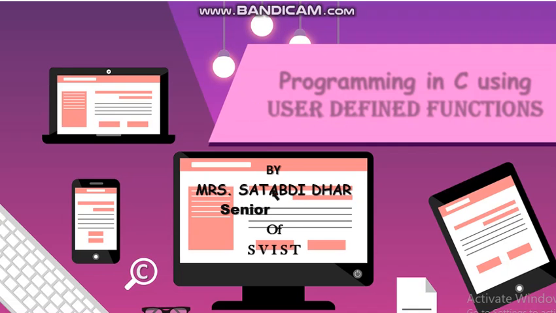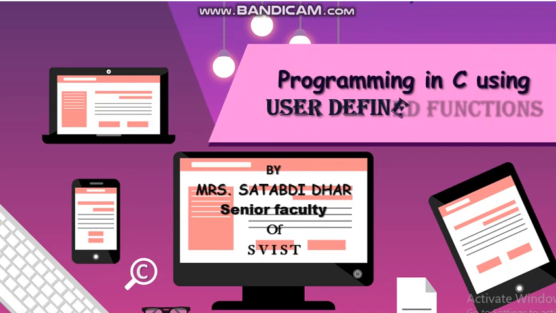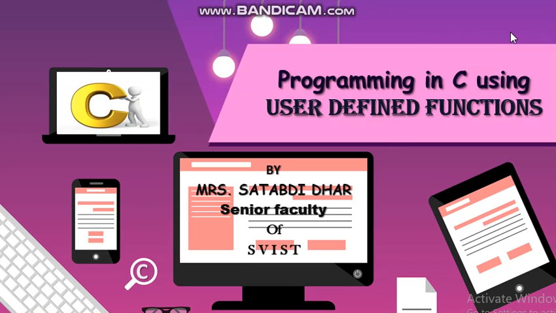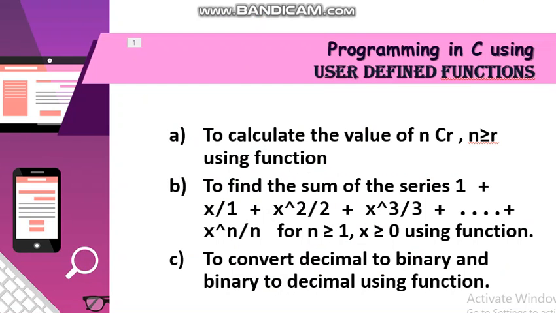Today in this video, I am going to discuss some programs in C using user-defined functions. We will discuss three programs, like to calculate the value of NCR where n is greater than or equal to R, using a user-defined function.